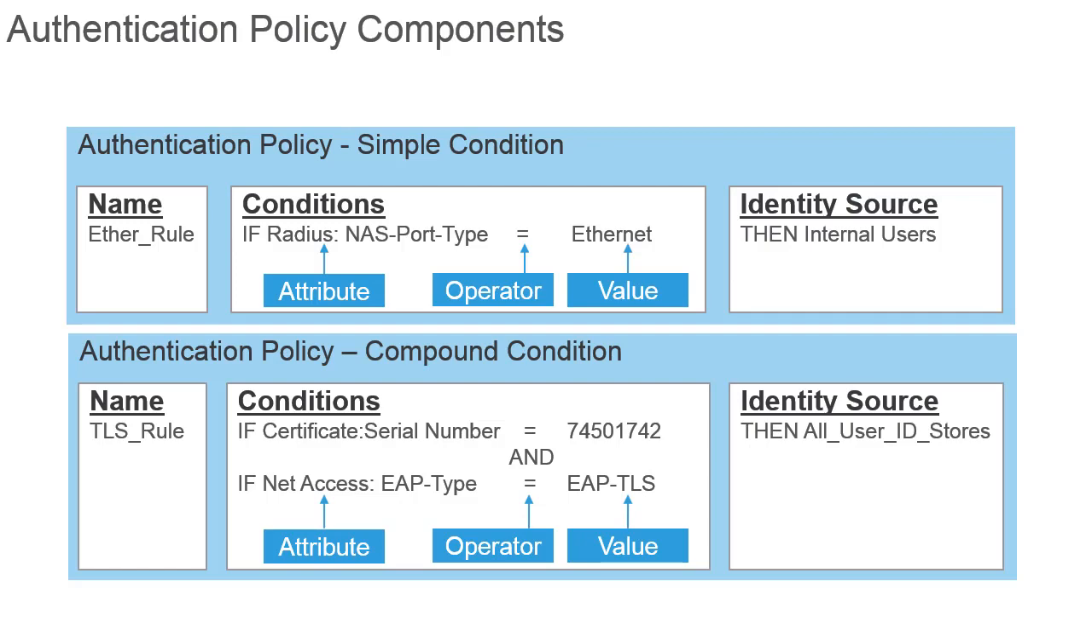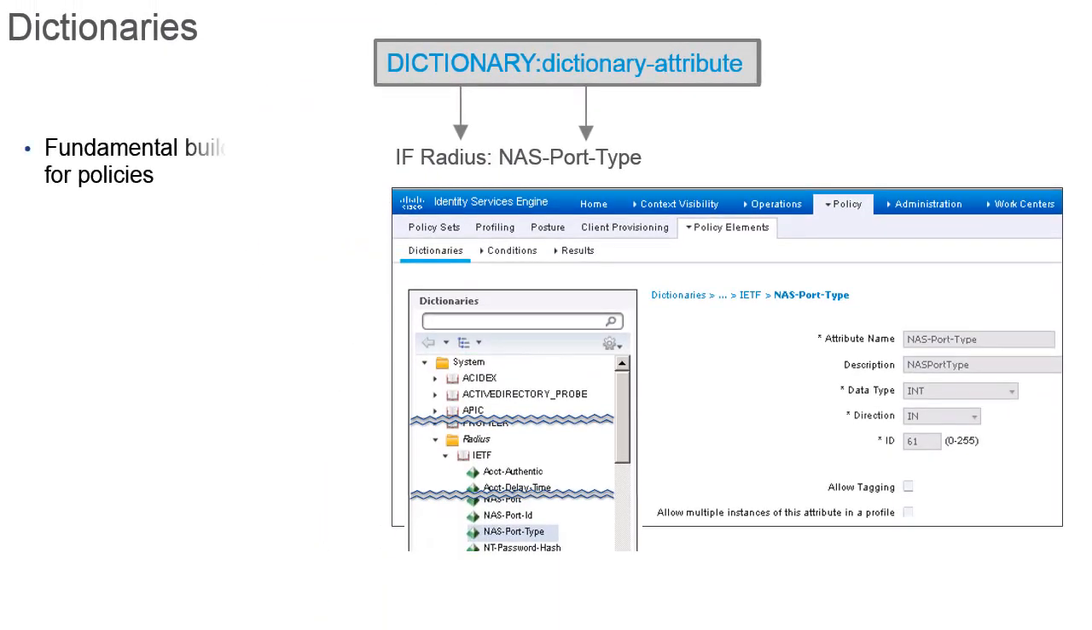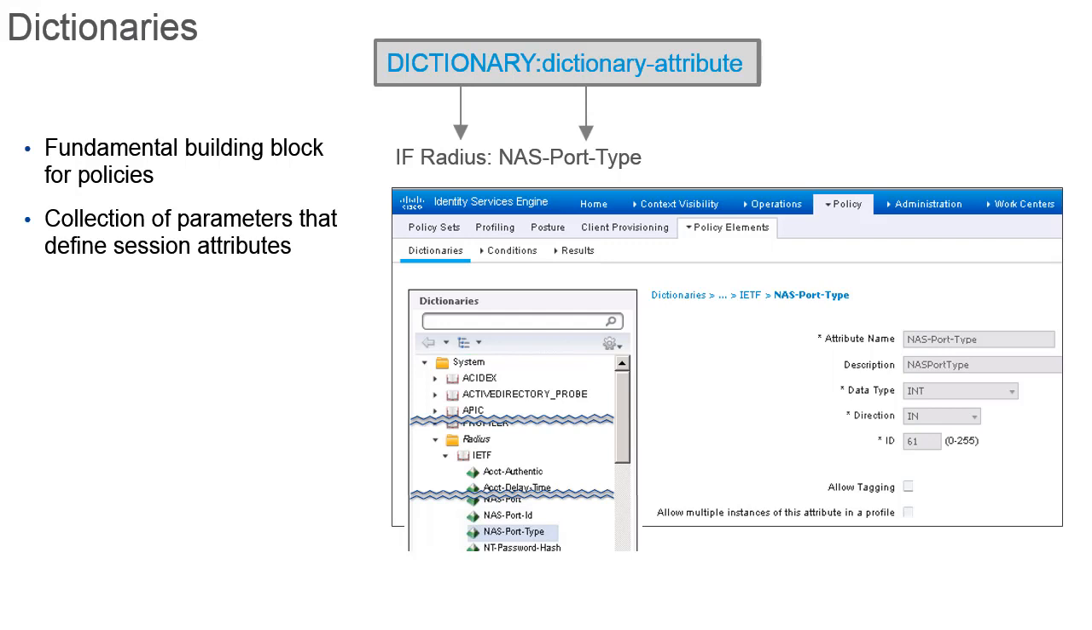And notice that the attribute has the format dictionary:dictionary-attribute. The words RADIUS and Certificate are dictionaries. Inside each dictionary are a list of related attributes, like NAS-Port-Type and Serial Number. Let's explore these dictionaries, which provide fundamental building blocks for Cisco ISE policies. It's a collection of individual parameters used when configuring conditions, like our example here. Conditions are used to build authentication and authorization policies. Conditions specify constraints on session attributes, which are used to define which policies to apply.